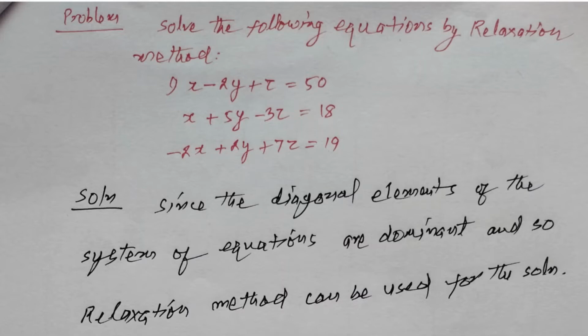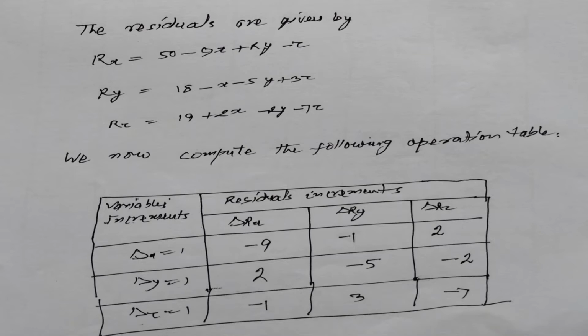Solution. Since the diagonal elements of the system of equations are dominant, the relaxation method can be used for the solution of the above system of equations. The residuals are given by Rx equal to 50 minus 9x plus 2y minus z, Ry equal to 18 minus x minus 5y plus 3z, and Rz equal to 19 plus 2x minus 2y minus 7z.